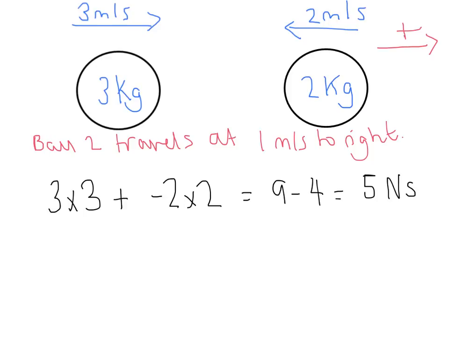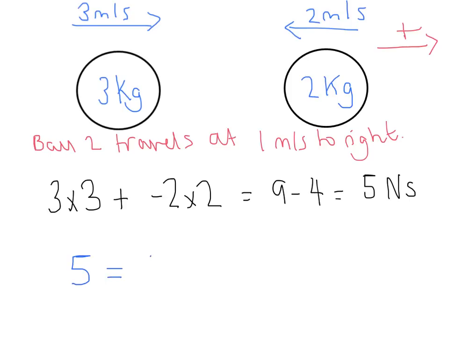Now, we're not going to assume that they stick together this time, but what you have got is information that ball 2, that's the one on the right, I should have made that more clear, is going to be going at 1 meter per second to the right. So we know total momentum is equal to 5. So whatever the momentum of the two objects is afterwards, it must add up to 5.